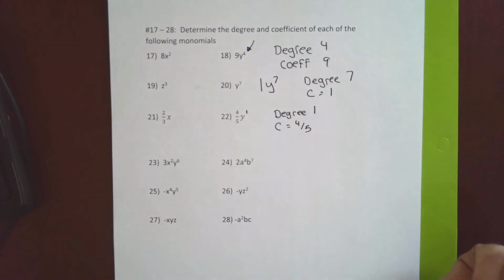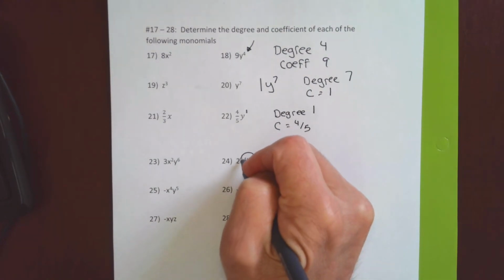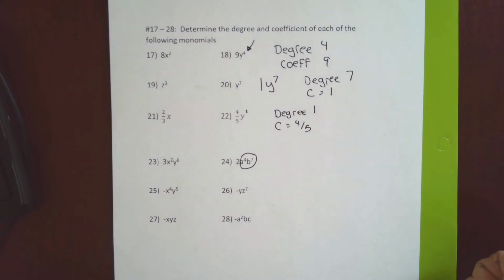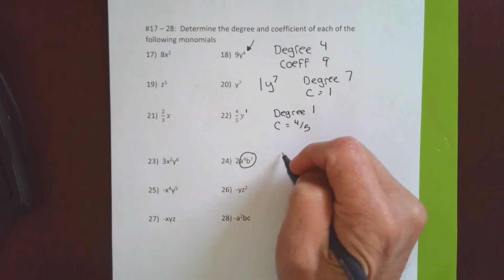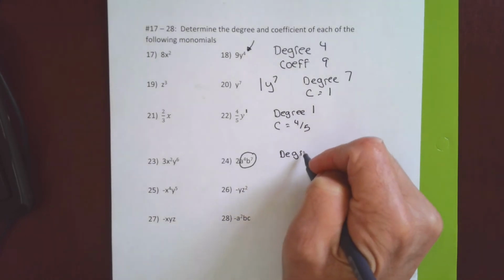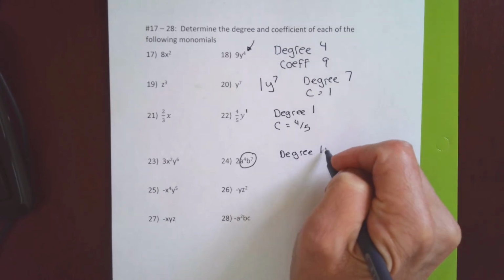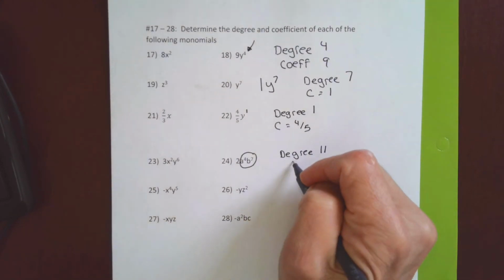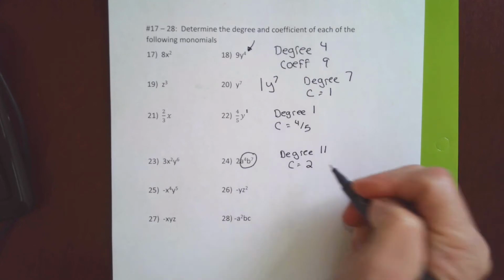When we have multivariables, more than one variable in a monomial, to get the degree, you add the exponents. So in problem 24, this is a monomial that's 2 variables as opposed to 1 variable. The degree of that monomial is 11. This is going to be important when we start adding and subtracting monomials. Usually we write the individual monomials highest degree to lowest degree. The coefficient in problem 24 is the 2.